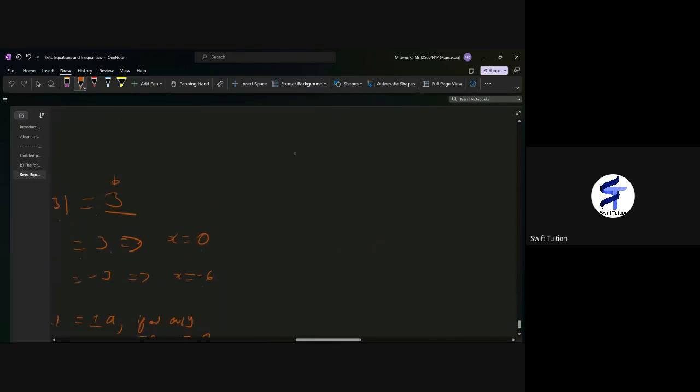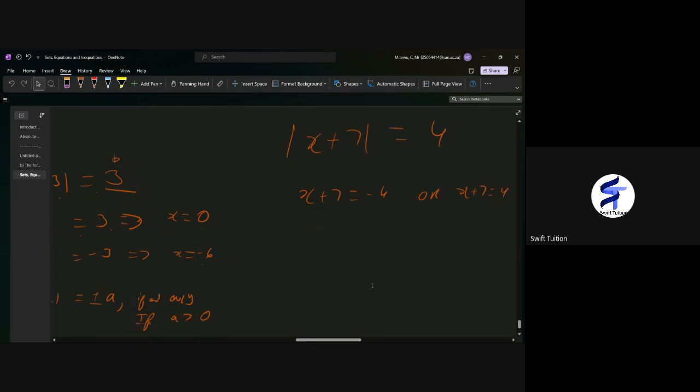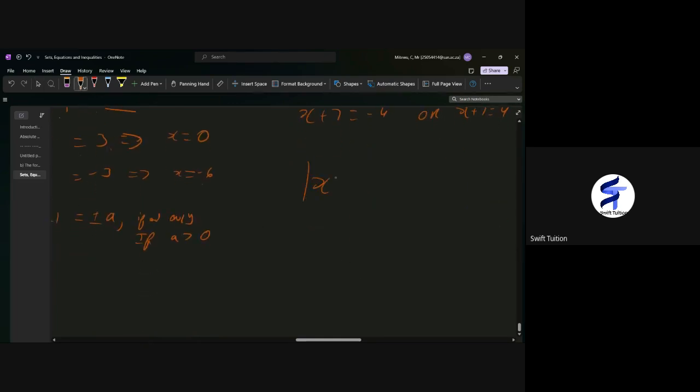So if I were to say the absolute value of x plus 7 is equal to 4, then you're going to say that x plus 7 is equal to -4, or x plus 7 is equal to +4. And you solve these, and that's going to be your final answer. If I were to say the absolute value of x squared plus 4 is equal to 4, let me just say, I'm going to keep it simple.